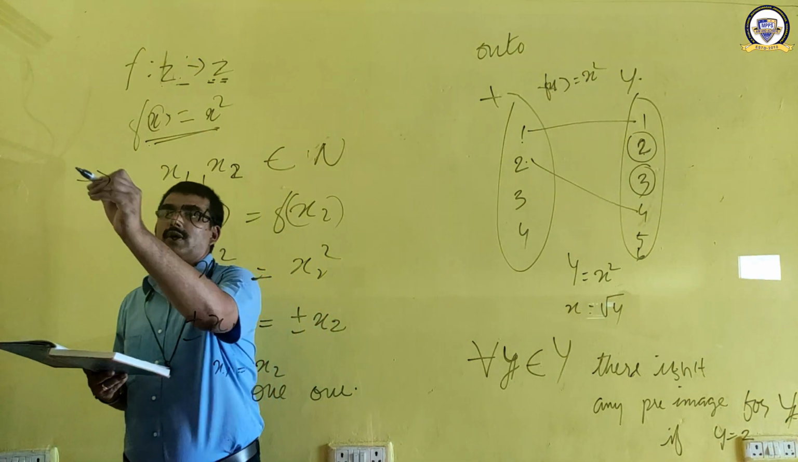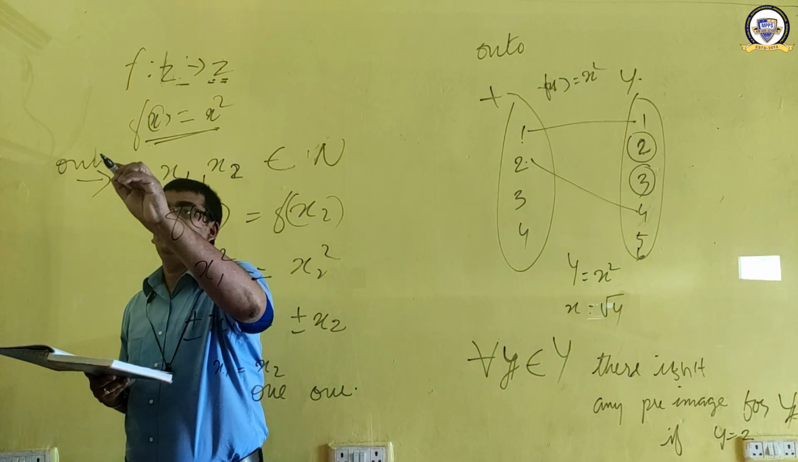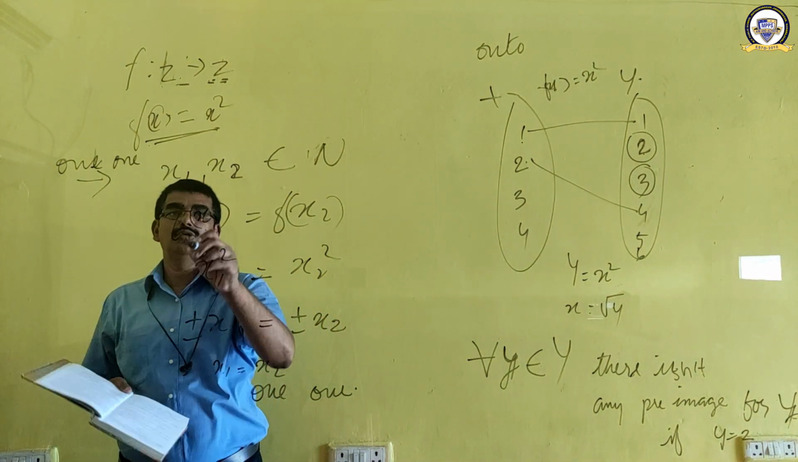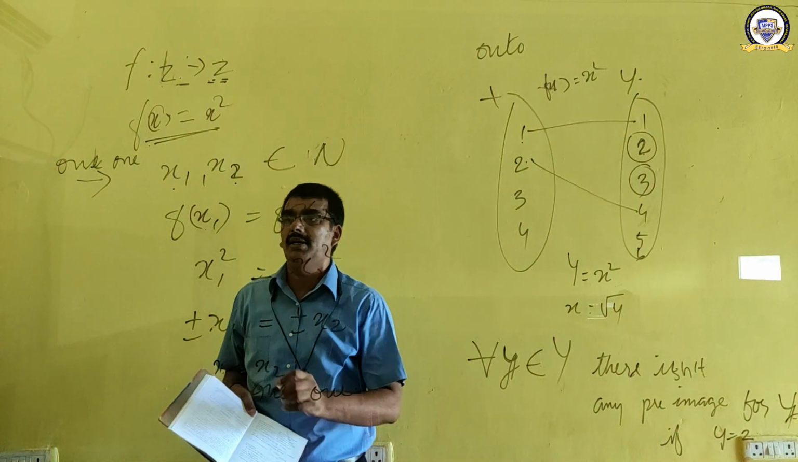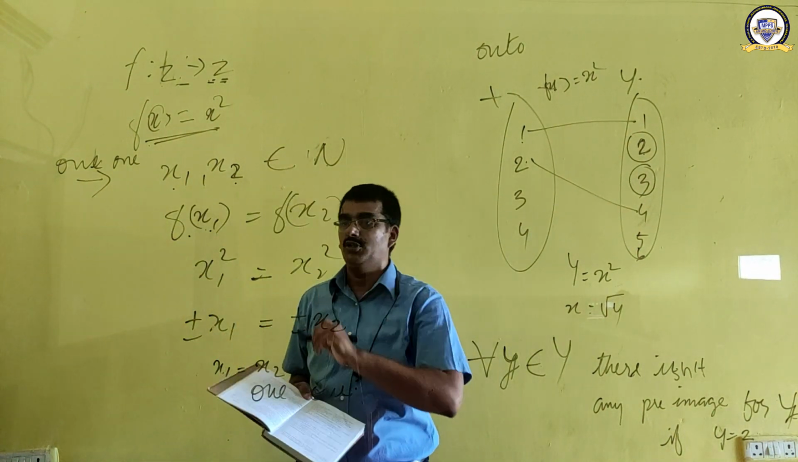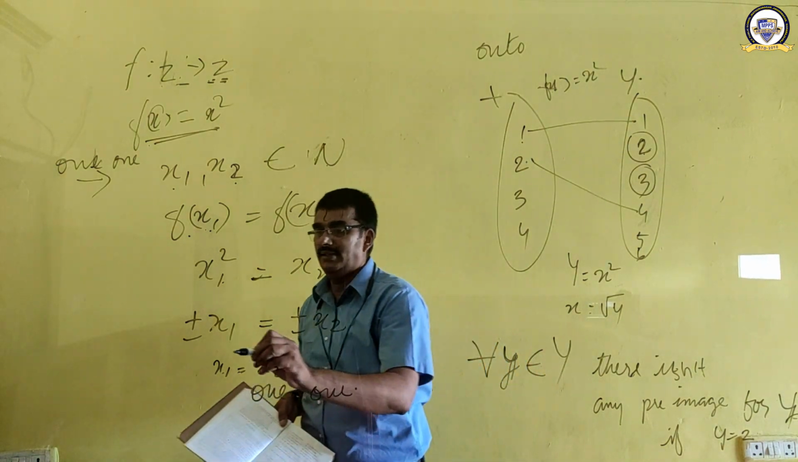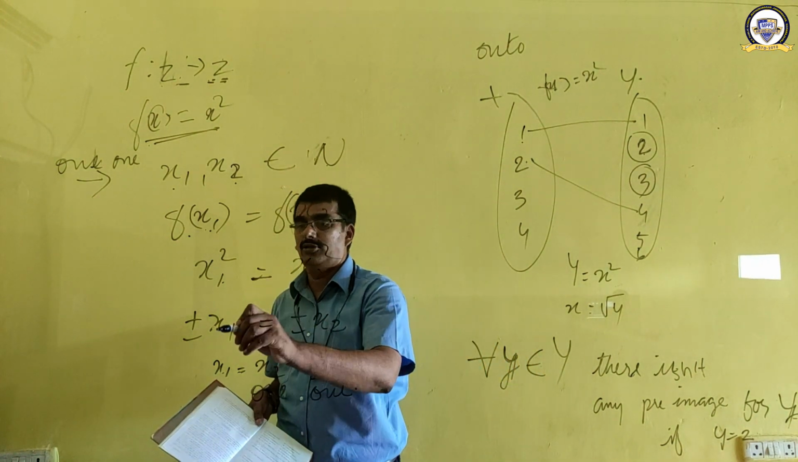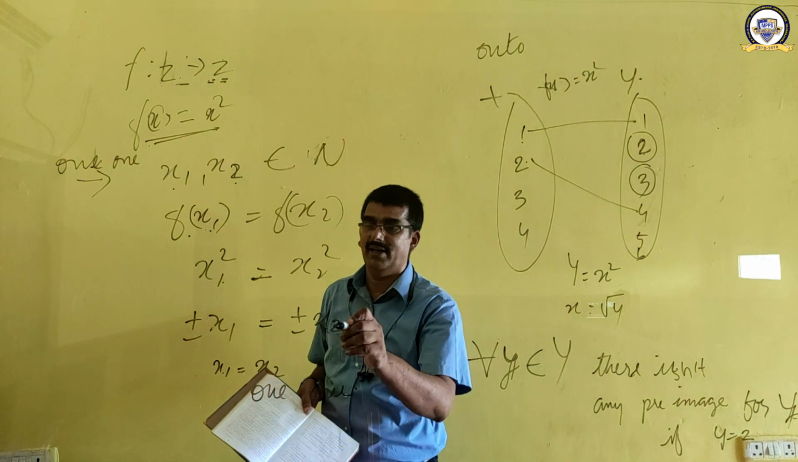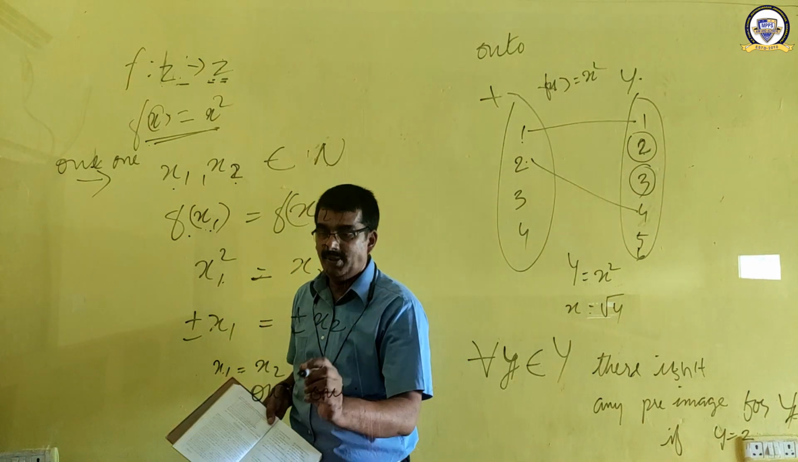So, if you want to prove that it is 1-1, what do we have to do? We have to take x1, x2 and consider f of x1 equal to f of x2. x1 square is equal to x2 square. That is why its square root is plus or minus x1 and plus or minus x2. So many cases will come.